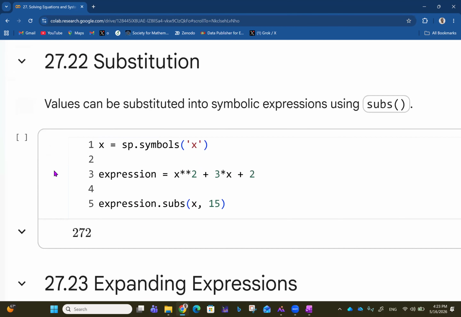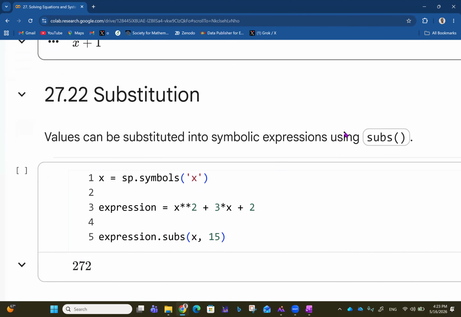Then you have substitution. Values can be substituted into a symbolic expression using subs. So x equals sp dot symbols of x. The expression is x squared plus 3x plus 2. If you substitute 15 for x, 15 squared is 225. 3 times x is 45. So 225 plus 45 is 270, plus 2, that's 272.